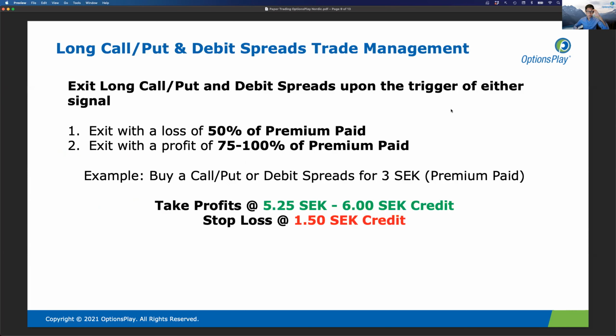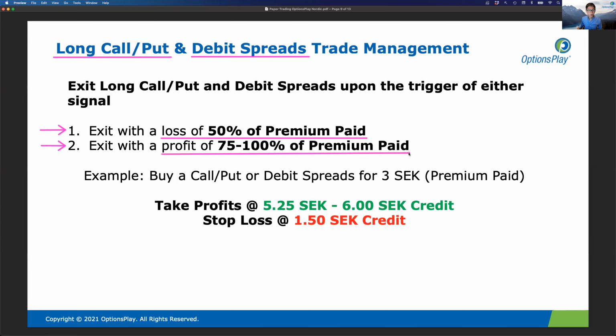So the first part, long calls and puts, which is the first strategy we went over, and debit spreads. The rules for managing both of these are exactly the same. The rules are fairly simple and easy to understand. Basically, there are 2 possible triggers to exit a long call or a debit spread. And whichever one triggers first, that is your signal to get out of the trade. You either exit the trade when you've lost 50% of the premium that you've paid to enter the trade, or you take profits when you've reached about 75–100% of the premium that you have paid for the trade.